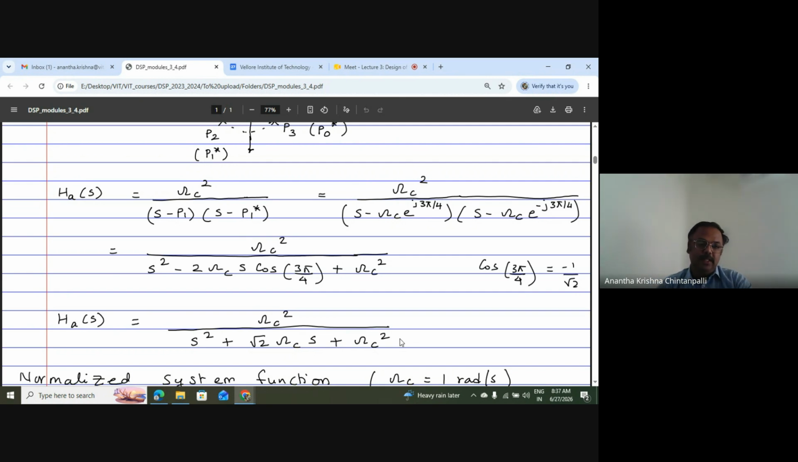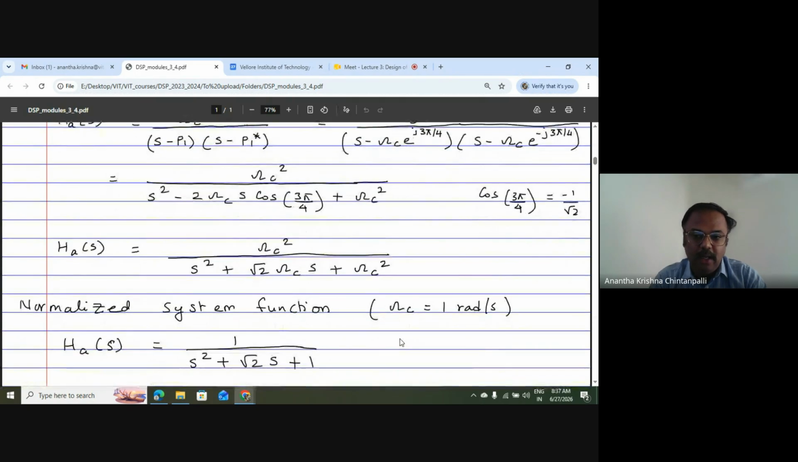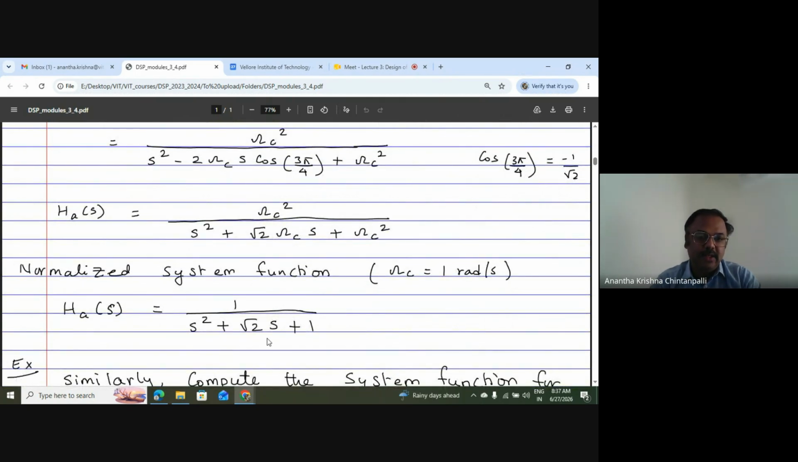Sometimes what we do is put it in the form of a normalized system function, wherein omega c takes the value of 1 radian per second. So H(s) is nothing but 1 divided by s square plus square root of 2 s plus 1. Okay. So in this expression, I'm going to put omega c equal to 1. Okay. All right. So I hope that this is clear to you.